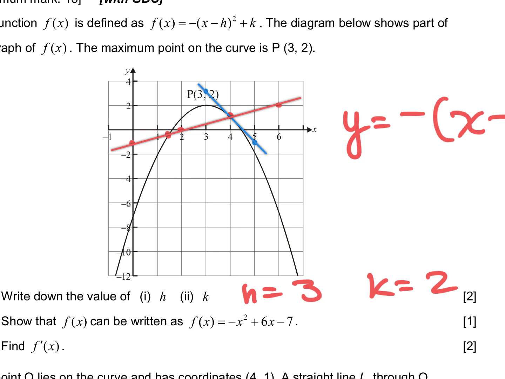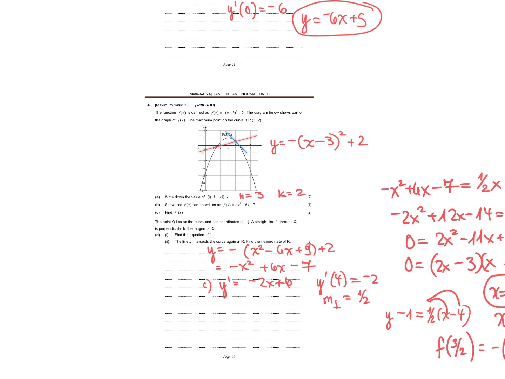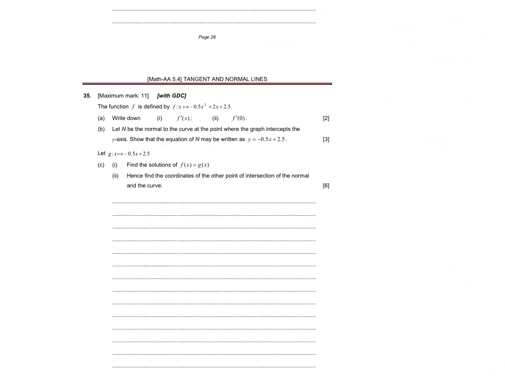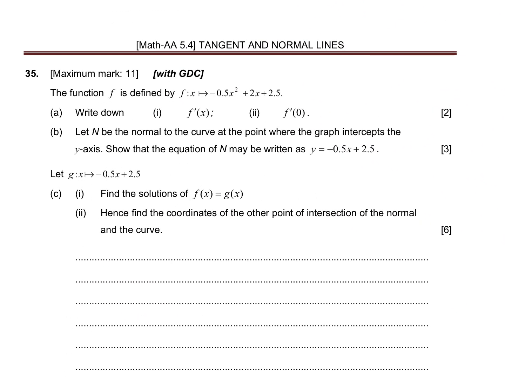Because the blue line goes to the point 4, 1 and has gradient negative 2, like we found down here. And then the red line goes to the point 4, 1 and has gradient 1/2. And the other point it intersects the curve is at 3/2, negative 1/4. So, yeah. Okay, so now we have the derivative.